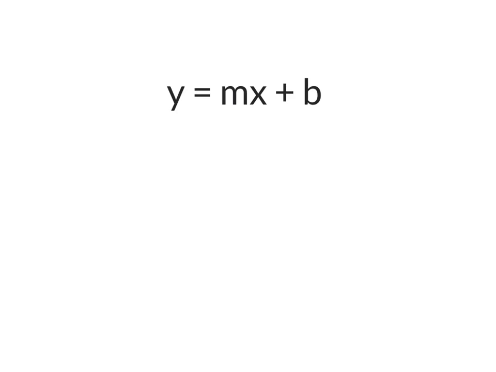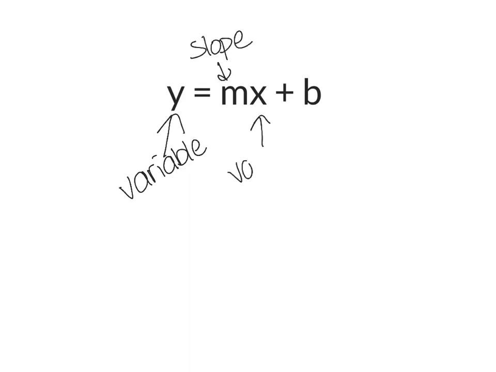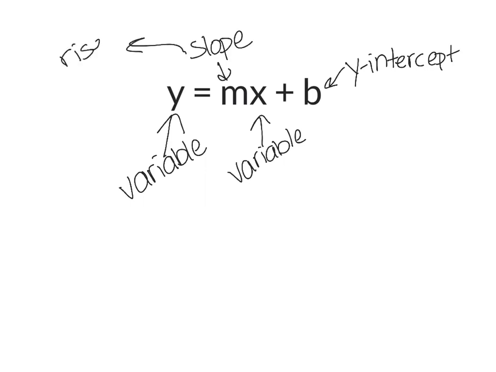Here is the general format of how we would write a linear equation in slope-intercept form. The y, it's always the variable, we keep it as a y. The m is the slope. The x, we also leave it as a variable. And the b is the y-intercept.